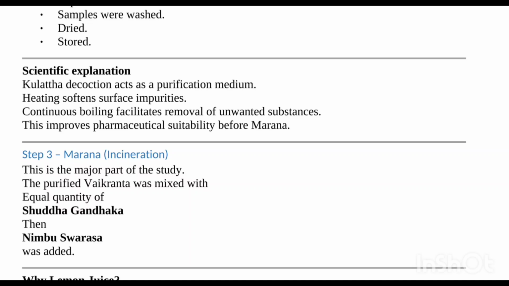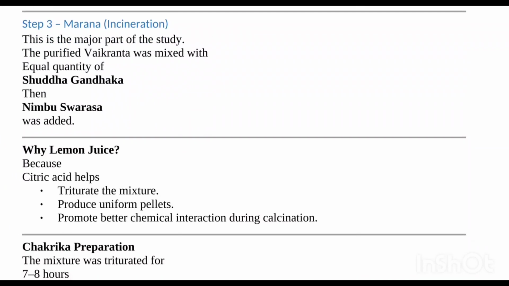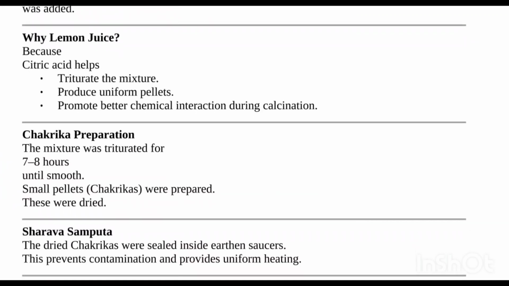In step three, Marana, which is the major part of this study, purified Vaikrant was mixed with an equal quantity of Shuddha Gandhak and then Nimbu Swaras was added, because citric acid helps triturate the mixture, produce uniform pellets, and promote better chemical interaction during calcination.